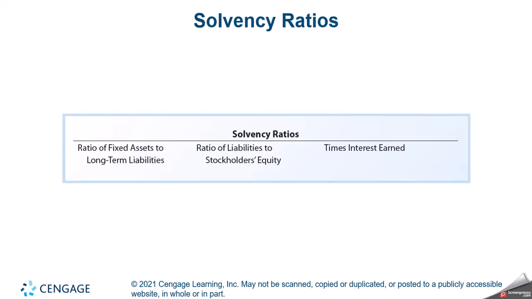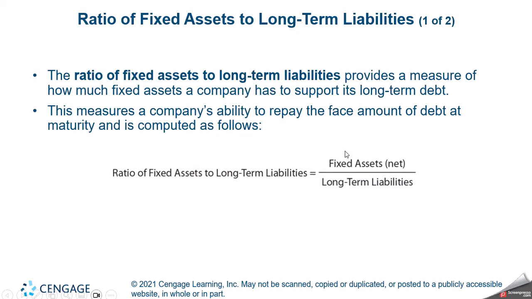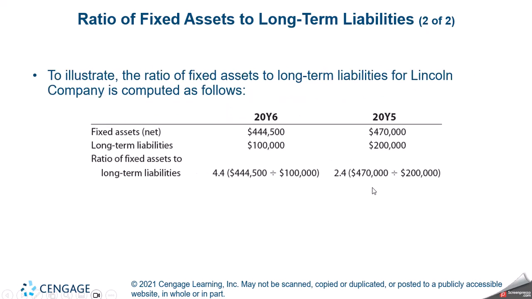Then our solvency ratios are more like our debt ratios. So we have our ratio of our fixed assets to long-term liabilities, our ratio of liabilities to stockholders' equity, and then our times interest earned. So our ratio to long-term liabilities, we've got our fixed assets divided by our long-term liabilities. Again, the higher the number, the less in debt we are, like the more equity we have in those assets. If it's a lower number, they're more leveraged. If it's a higher number, they're less leveraged.